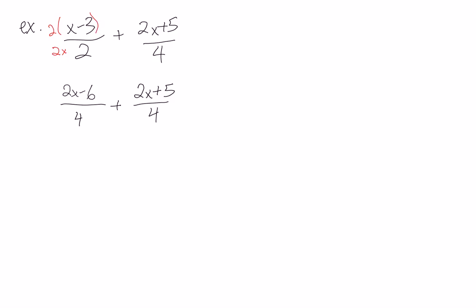Now we can just simply add up the tops. So 2x plus 2x is 4x, minus 6 plus 5 would be minus 1 over 4, and we're done. Our denominator is just a 4, so we have no non-permissibles. We're finished.